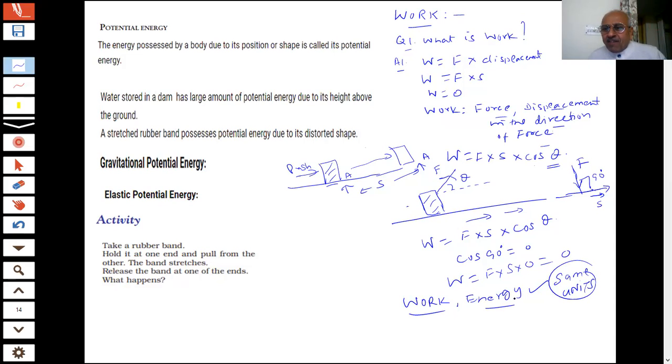What are the units of work and energy? Fast, 30 seconds. The SI unit of energy or work is the same. What was the unit? Tell me. Joules. Joule is the correct answer, student.